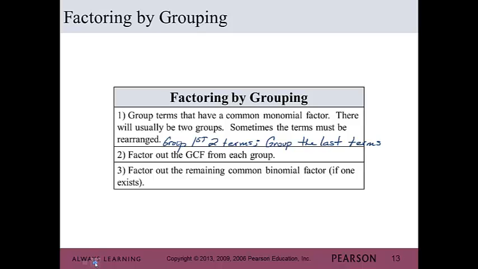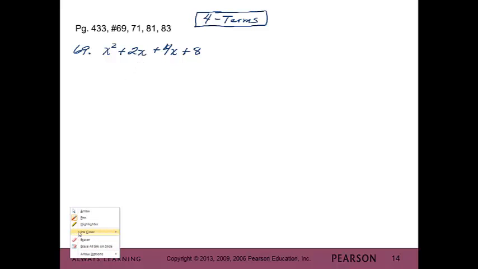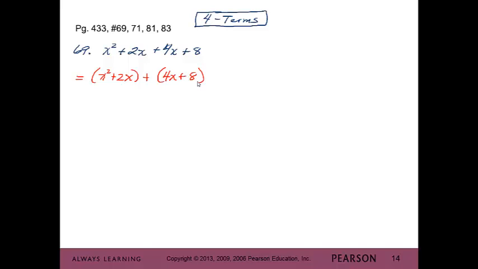Let's look at an example. Let's look at number 69. It says factor by grouping. I have x squared plus 2x plus 4x plus 8. Now, in order to do the grouping method, you should have 4 terms. Therefore, even though you see like terms, do not combine them. Leave it as it is. So the first thing we're going to do is group the first 2 terms together. So x squared plus 2x, put parentheses around it, plus group the last 2 terms together, 4x plus 8.